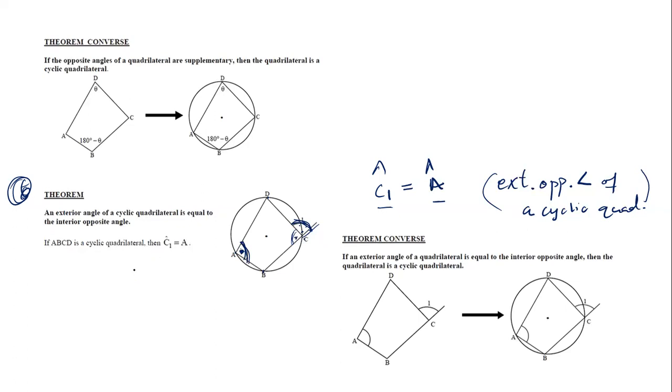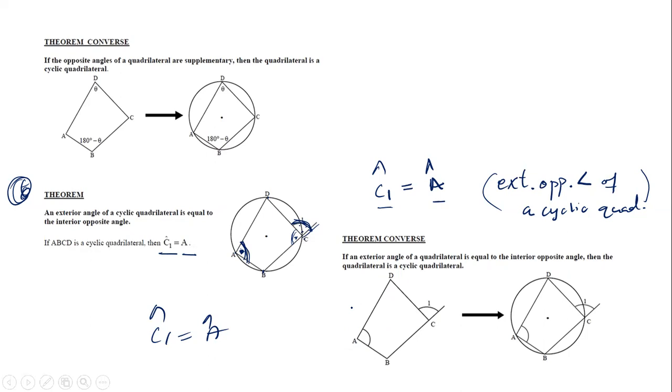In theorem number 6, we were given that we have a cyclic quad. If you have a cyclic quad, that means the exterior angle will equal the opposite interior angle. But here, we are not given that this is a cyclic quad. We are just given that angle C1 is equal to angle A. If angle C1 is equal to A, and we look at this diagram, this is a quadrilateral. Let's have a look at it.